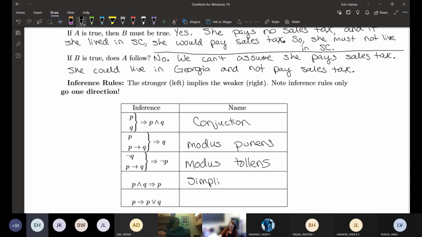I can't spell. Okay, I have it right in front of my face. Here we go. Simplification. There we go.